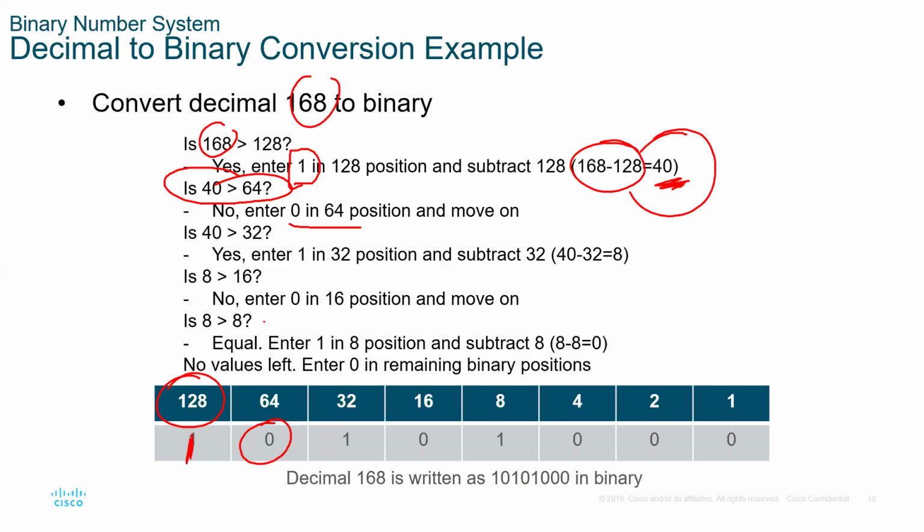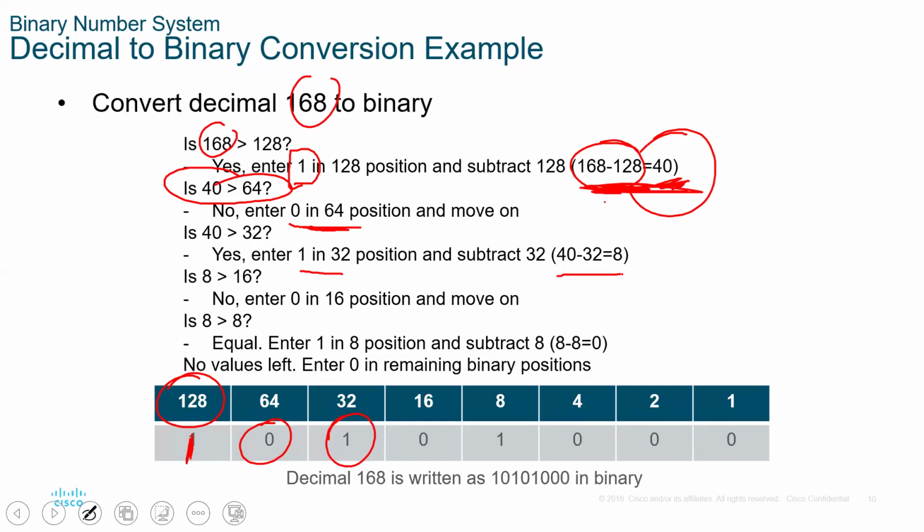Okay, if you observe, once the answer is no, I'm not going to do any subtraction like we did here. But if the answer is yes, then we'll go and do subtraction. So if the answer is no, you just come, is 40 greater than 32? If the answer is yes, you enter 1. So anywhere we put 1, we will do the subtraction.